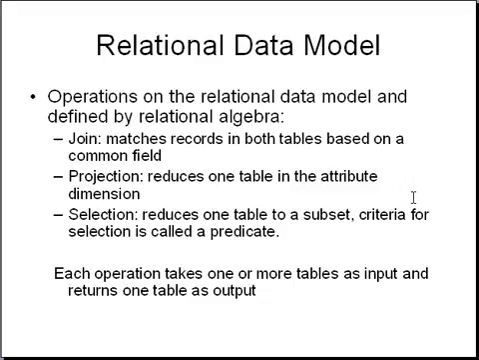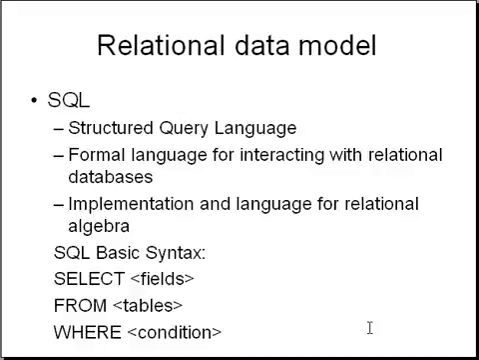So, common operations to use with a relational data model. Joins, which match records in both tables based on a common field. You can do projection, which reduces one table in the attribute dimension. Do selections, which you've worked on already, right? Reduce one table to a subset, and a criteria for a selection is called a predicate. So each operation takes one or more tables as input and returns one table as output.